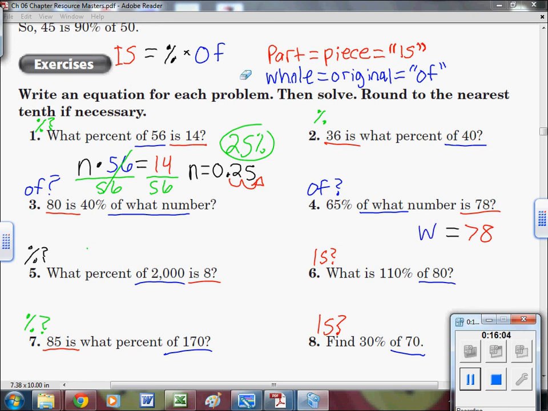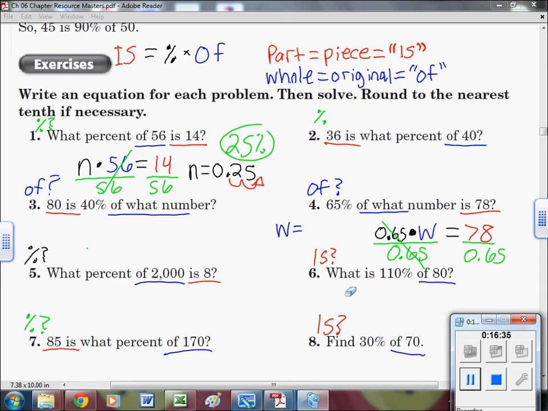But we do know the percentage. The percentage is 65%. Once you enter it into your equation, it needs to be a decimal, so 0.65. So 0.65 times W equals 78. Now solve this equation. Got to get W by itself, so you have to get rid of times 0.65. Get rid of multiplying by dividing. So divide both sides by 0.65. They cancel on the left, and you're left with W, which is the whole, or the of number.